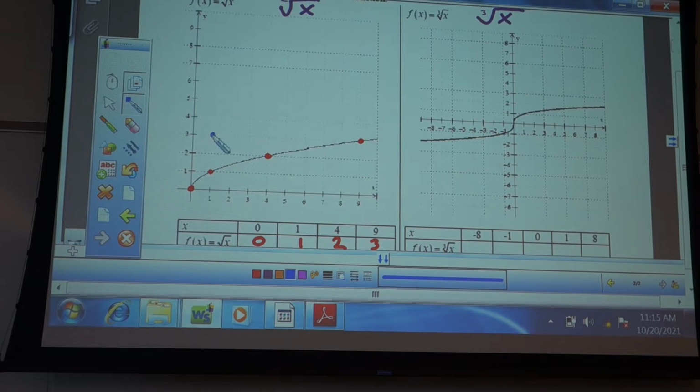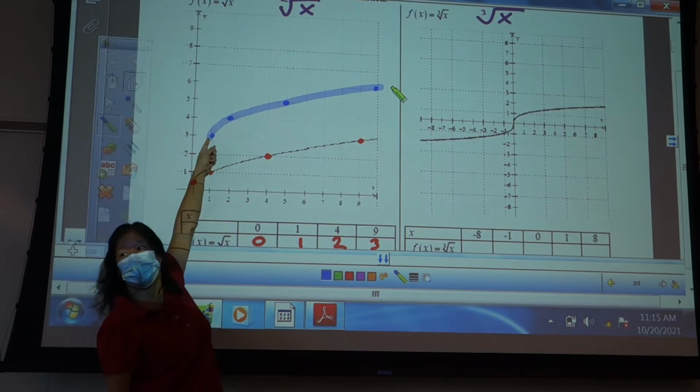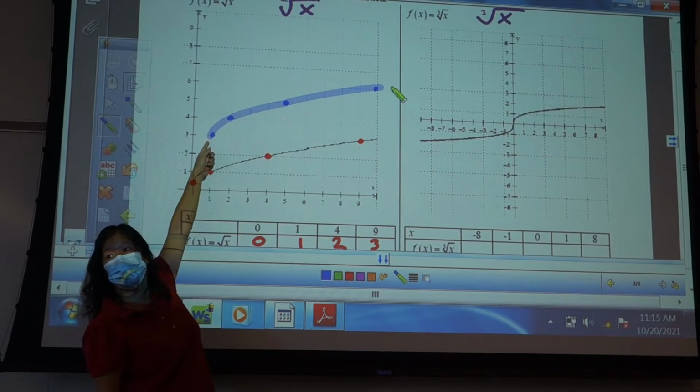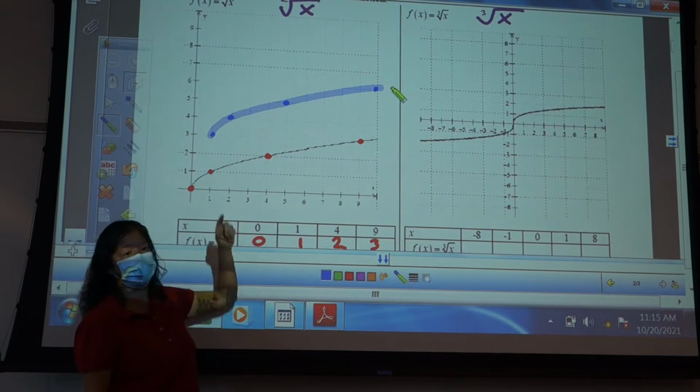I would go over 1, up 1 for the first point, over 4, up 2 for the next point, over 9, up 3 for the last point, if I were to shift this. And that's the vertical shift? That's a horizontal shift, right. Oh, vertical shift 3 up. Yeah, so it's both. Wherever I shift that point.